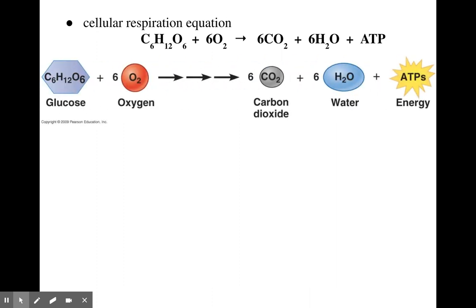So here's your cellular respiration equation. 1 glucose and 6 oxygens make 6 carbon dioxides, 6 water, and then ATP, the most important part.